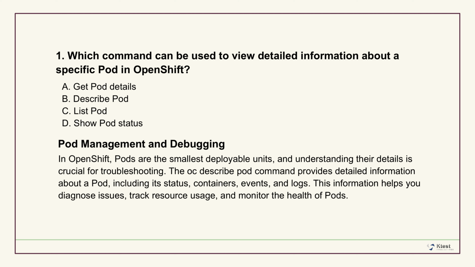Okay, first question up. Which command can be used to view detailed information about a specific pod in OpenShift? And the options are A, get pod details, B, describe pod, C, list pod, D, show pod status. All right, and the correct answer there is B, describe pod. Got it. Yeah, so the command is oc describe pod.